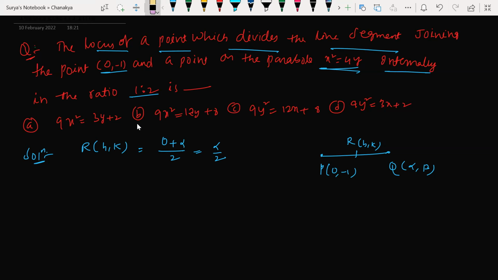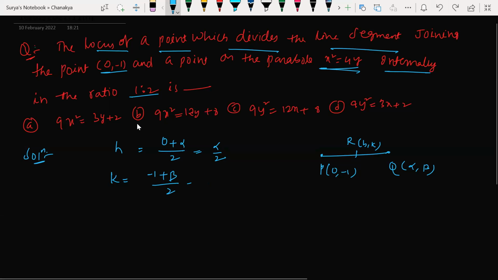Okay. This is for my h coordinate. What is for the k coordinate? Minus 1 plus beta by 2, which gives me beta minus 1 by 2. So the k value is minus 1 plus beta by 2.